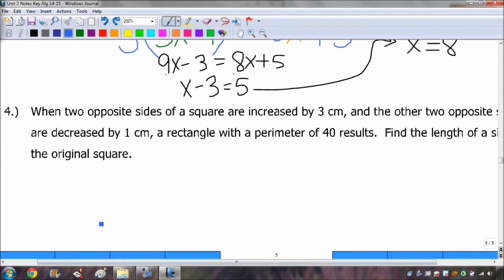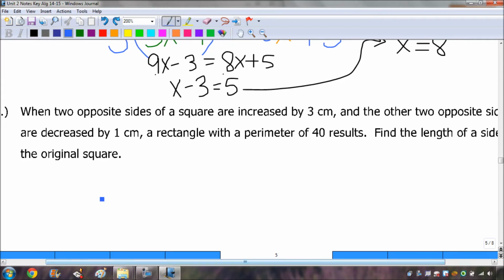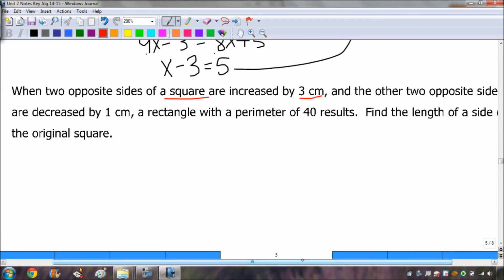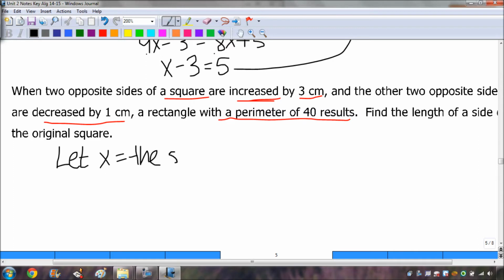Number 4 is really tricky, so please make sure you guys are paying attention. When two opposite sides of a square are increased by 3 centimeters, and the other two opposite sides are decreased by 1, a rectangle with a perimeter of 40 results. Find the length of the side of the original square. I don't know how big the side of the original square is, so I'm going to call it x. So I'm going to say let x equal the side of the original square.